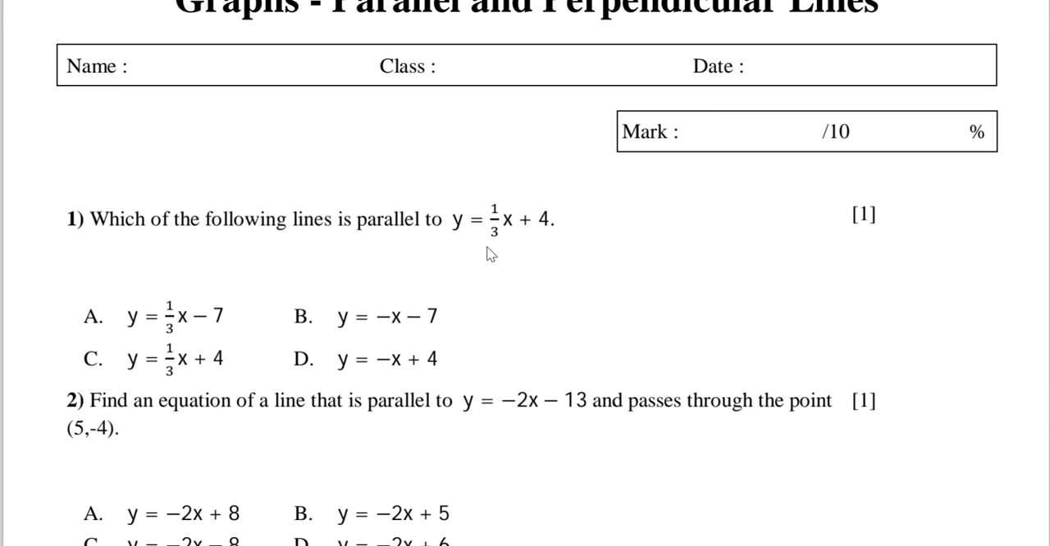Which line? So parallel lines. Again, when we're saying parallel, we are looking at the gradient. So which lines have the same gradient? Well, this one's the same. This one's also the same. However, this number here is important. It's the same as that one, so that discounts C because it's the same line, it's not a parallel line. So that means A is the parallel line.